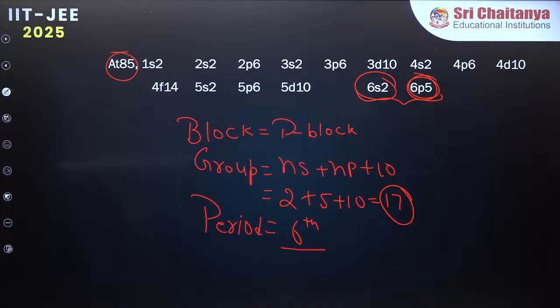How will it come to 10 value? That is standard. Electronic configuration of 102. You know the rule. You can write down. Following the Aufbau's principle, directly you can write.